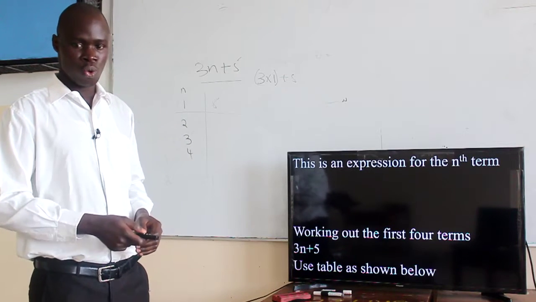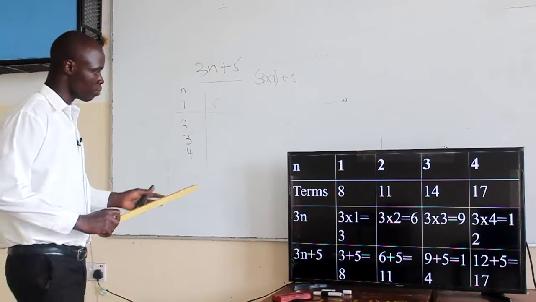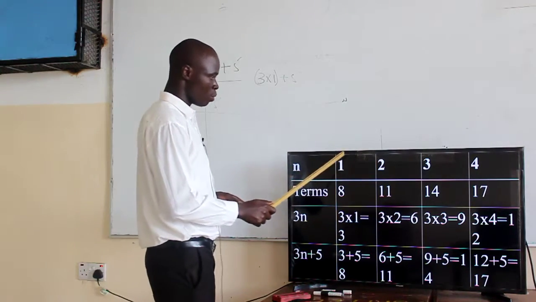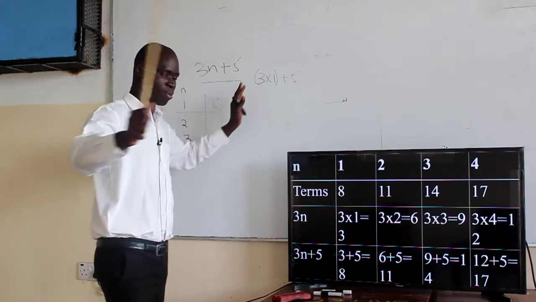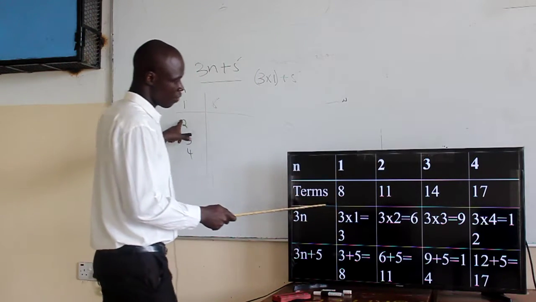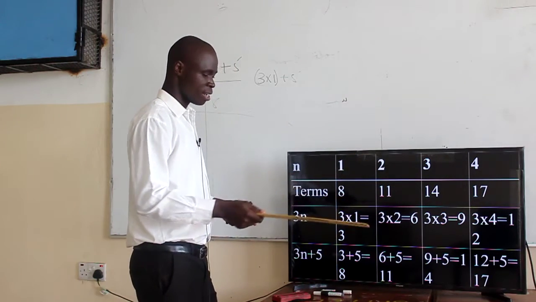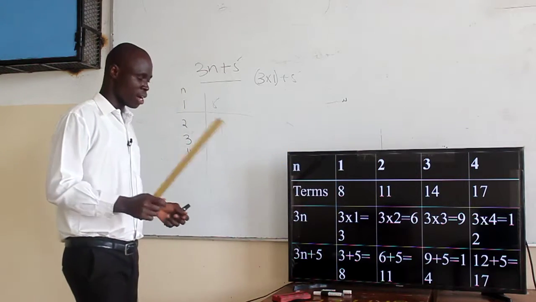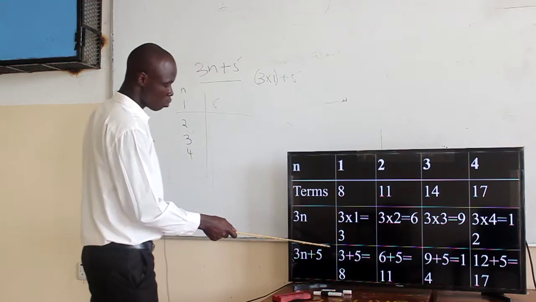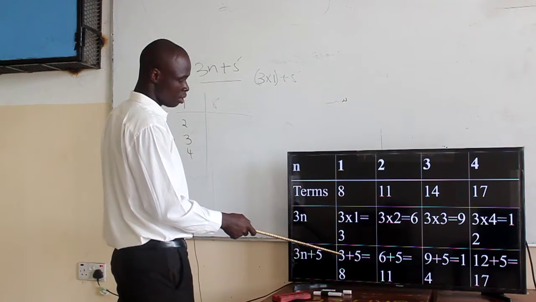Suppose that we have a table where n can be 1, 2, 3, 4, 5, 6, or whatever value you are interested in. Then the terms are what you get when you are given the term rule. So you can use the term rule to find these. The term rule here is 3n plus 5, so we can use 3n plus 5.